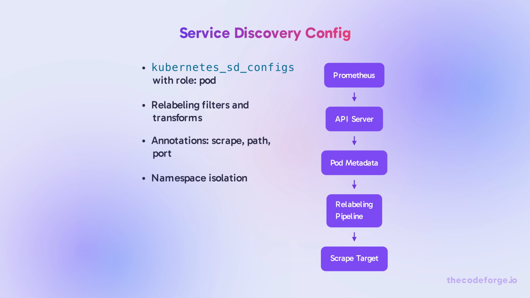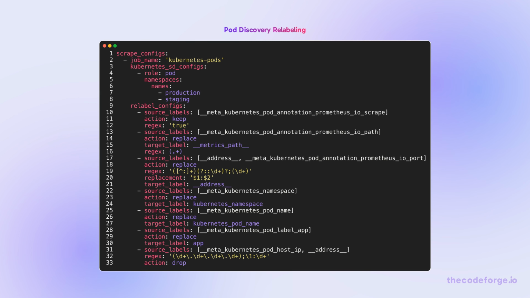Prometheus discovers pods using Kubernetes SD configs. Relabeling lets you filter which pods to scrape, rewrite the metrics path, and attach Kubernetes metadata as labels. This is the core scrape configuration for pod discovery. It keeps only pods with the scrape annotation, rewrites the metrics path and port from annotations, and attaches namespace, pod name, and app labels. It also drops targets running on host network.